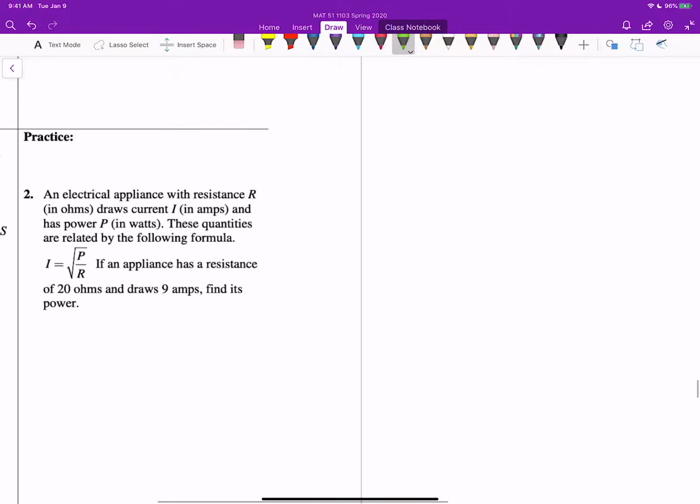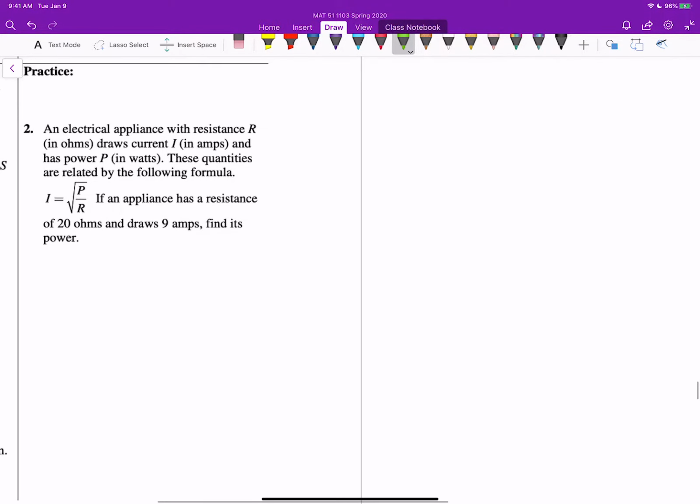Moving on to practice number 2. An electrical appliance with resistance R draws current I and has power P. These quantities are related by the following formula: I equals square root of P over R. If an appliance has a resistance of 20 and draws 9, find its power.